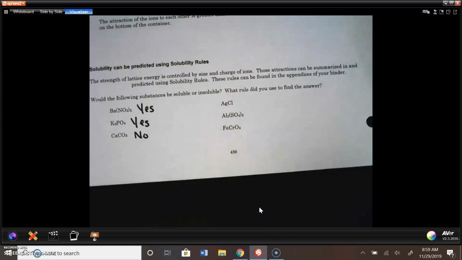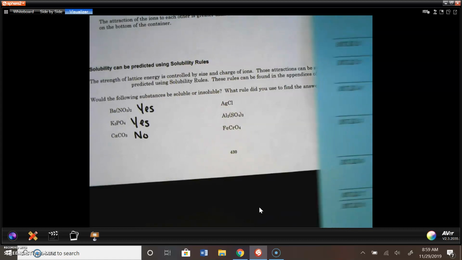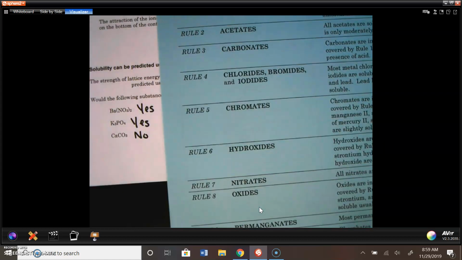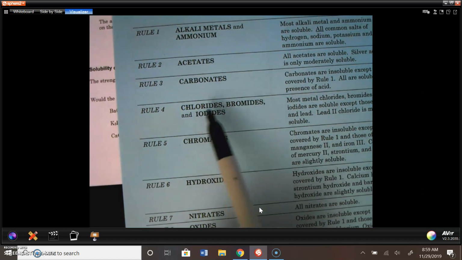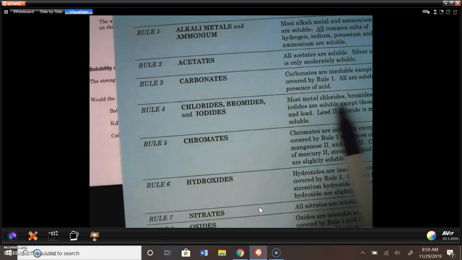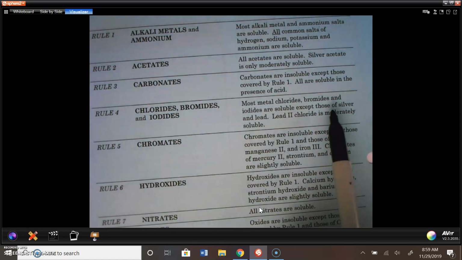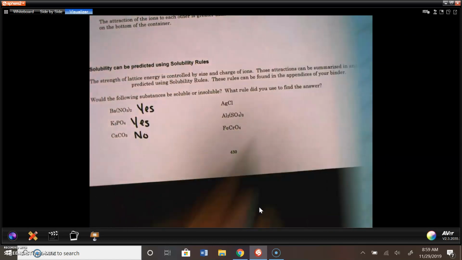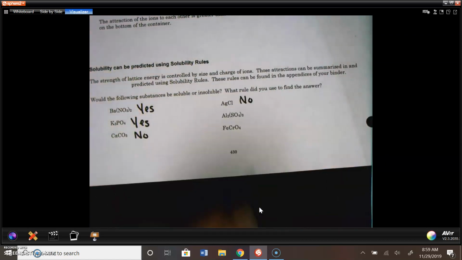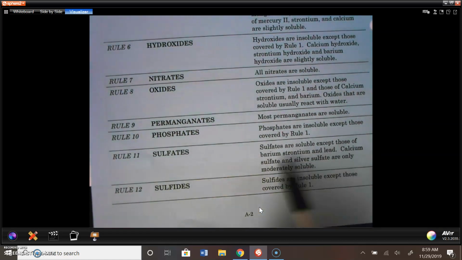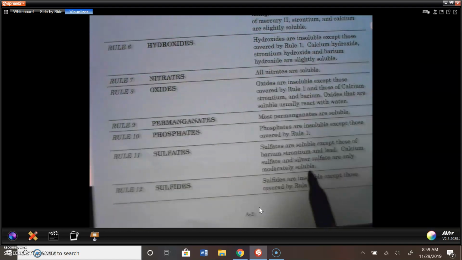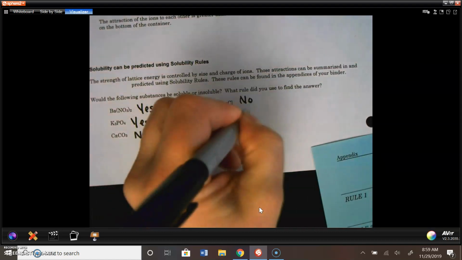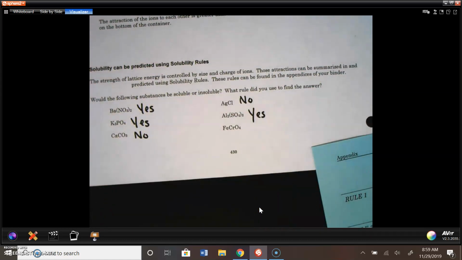Okay, so you've paused, and I'm assuming that you've used your rules, so let's see. Silver chloride, so let's go to the chloride rule. Most metal chlorides are soluble except those of silver. So this one is going to be a no. That one's going to be insoluble. Okay, aluminum sulfate. So find the sulfate rule. Sulfates are soluble except those of barium, strontium, lead, calcium, and silver are moderately soluble. So aluminum is none of those. So aluminum sulfate is going to dissolve.